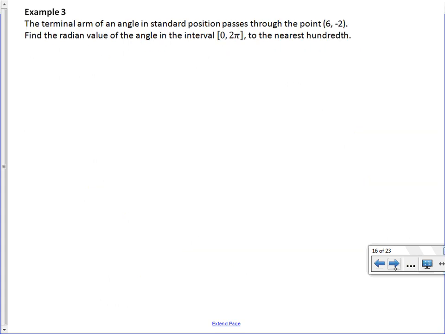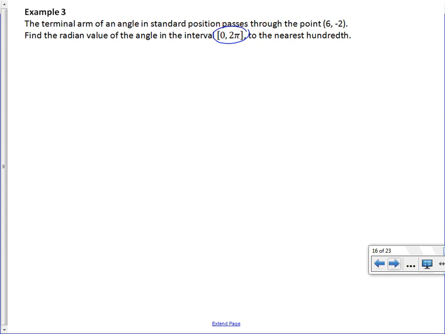Okay. The terminal arm of an angle in standard position passes through the point (6, -2). Find the radian value of the angle in the interval 0 to 2 pi to the nearest hundredth. So, you've done this question before in grade 11, except it was with degrees, but now it's with radians. No one should be completely shocked with seeing this. Okay, interval notation for one full rotation of the unit circle is from 0 to 2 pi. Last year was from 0 to 360.